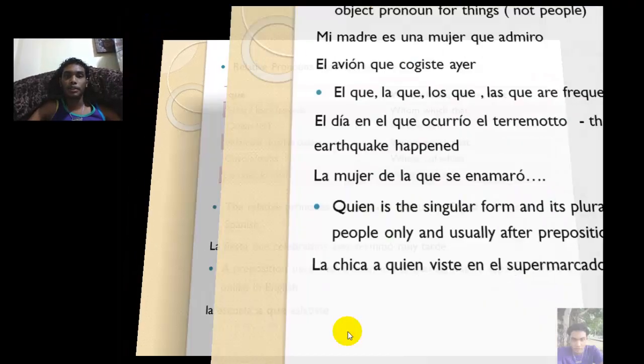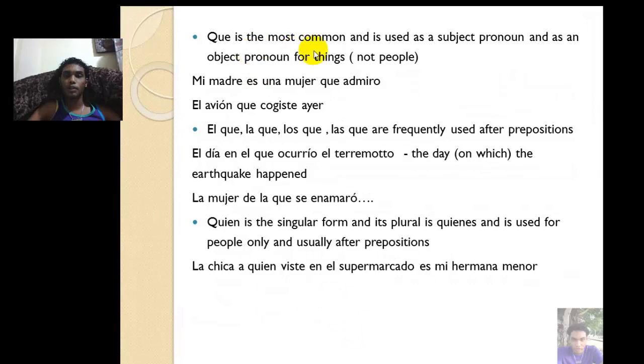Okay? Que is the most common and is used as a subject pronoun, and as an object pronoun for things, not people. Okay? So, mi madre es una mujer que admiro. Okay? My mother is a woman that I admire. And el avión que cogiste ayer, the plane that you caught yesterday. Okay? I'm sorry. Mi madre es una mujer que admiro. My mother is a woman who I admire. Terribly sorry. Que can also mean who, according to this.